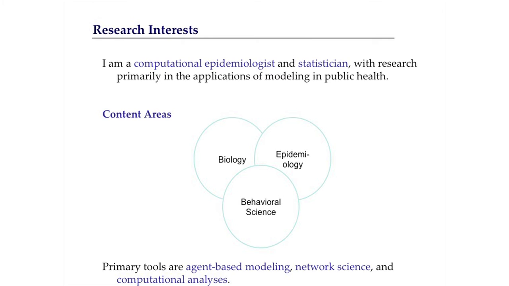So, as I said, I'm a computational epidemiologist and a statistician, and for me, the main content areas are biology, epidemiology, and behavioral science. In the intersection of those three is a very rich variety of questions that I work on. The primary sets of tools I use are agent-based modeling, network science, and computational analysis, and the models that I develop are peppered with various kinds of data sets, again, biological, epidemiological, and so on.